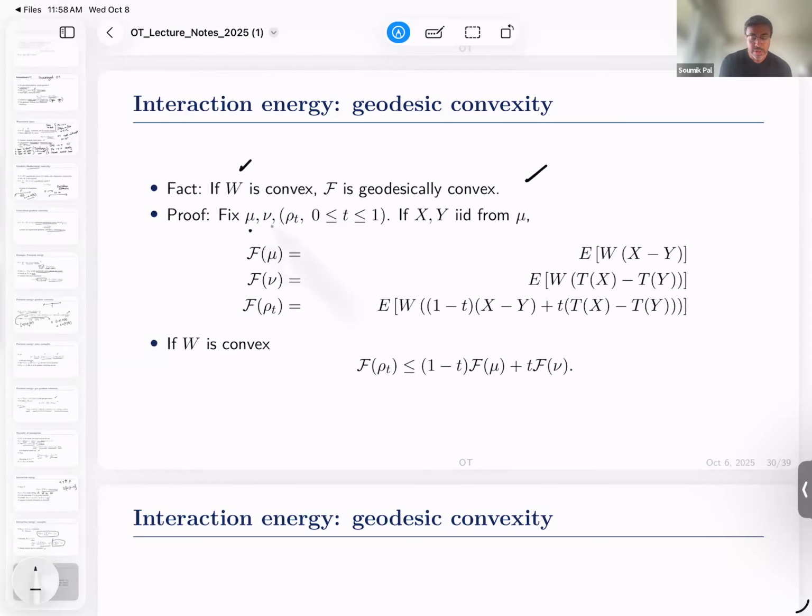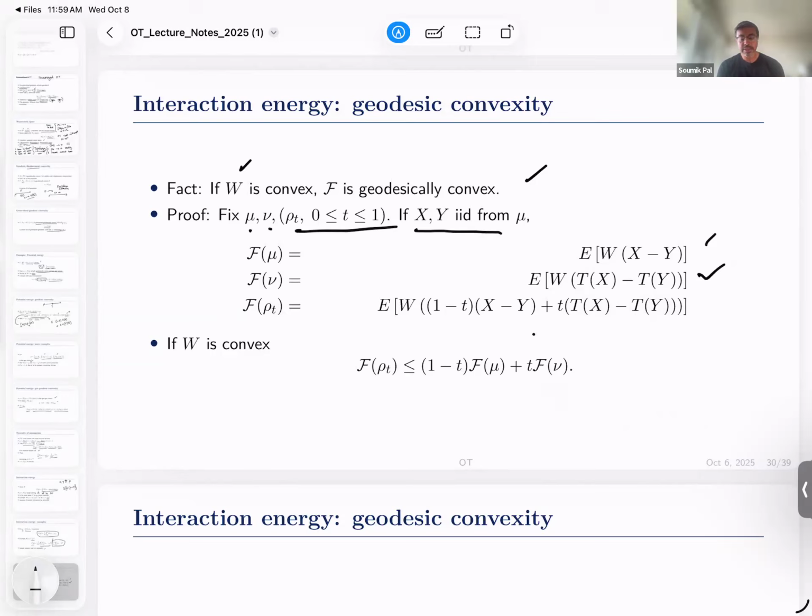So if I take mu and nu, and I let rho t be my geodesic joining mu and nu, how do I actually compute F of mu? Well, as I said, just sample x, y IID from mu. Then F of mu is nothing but the expected value of W of x minus y. How do I get F of nu? Well, T is my Brenier map, so push forward. T of x has law nu, so if I sample x and y IID from mu and apply T of x and T of y, then these are two IID samples from nu, and therefore the expected value of W of Tx minus Ty is F of nu.